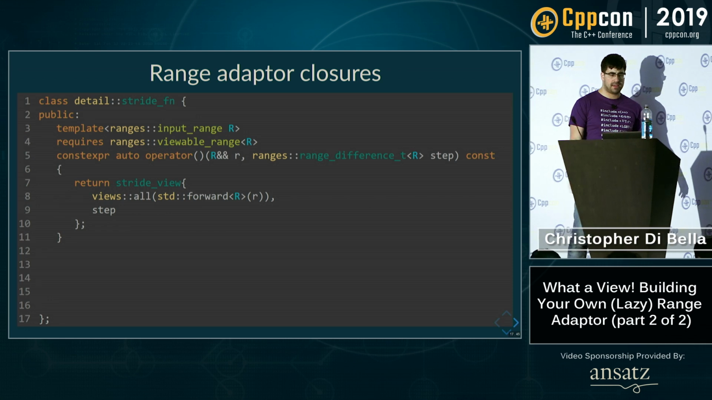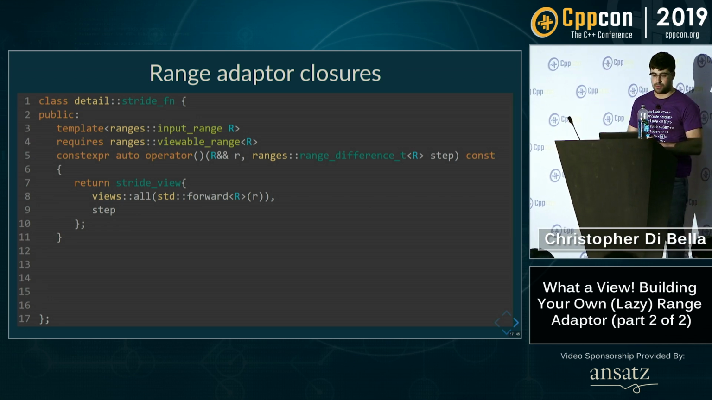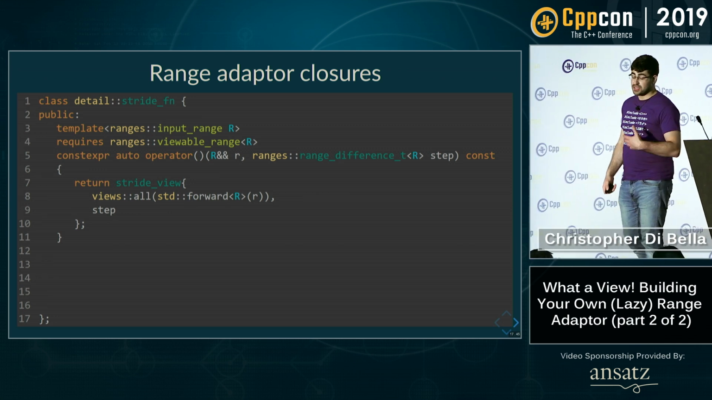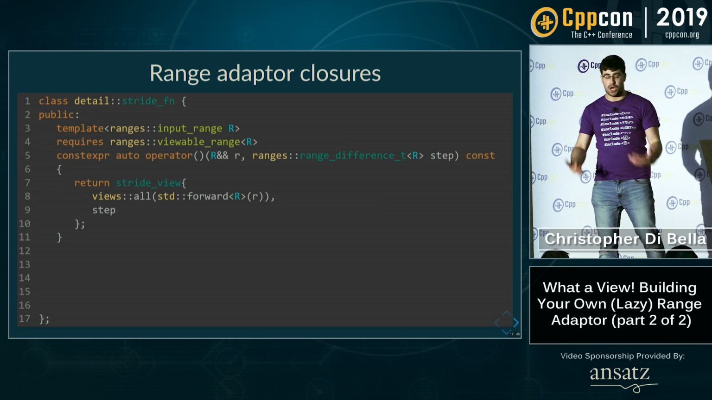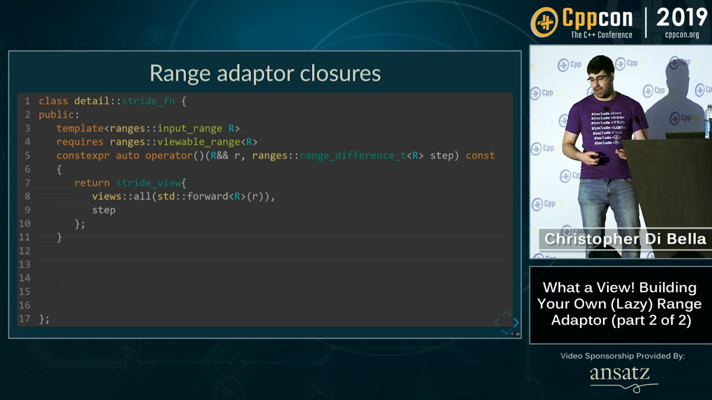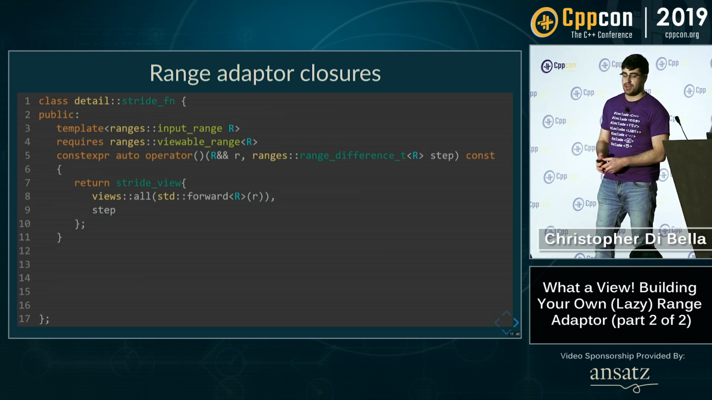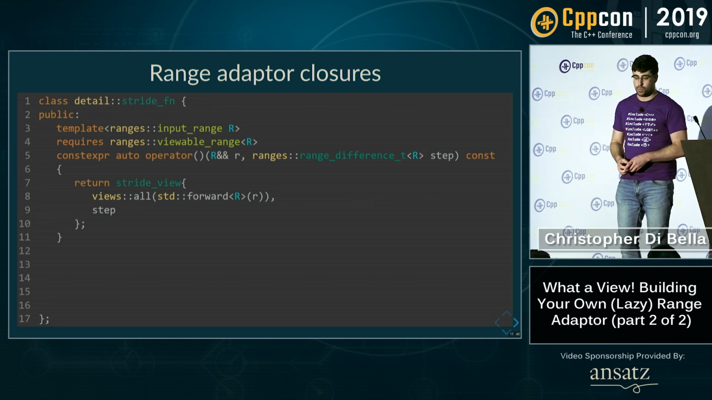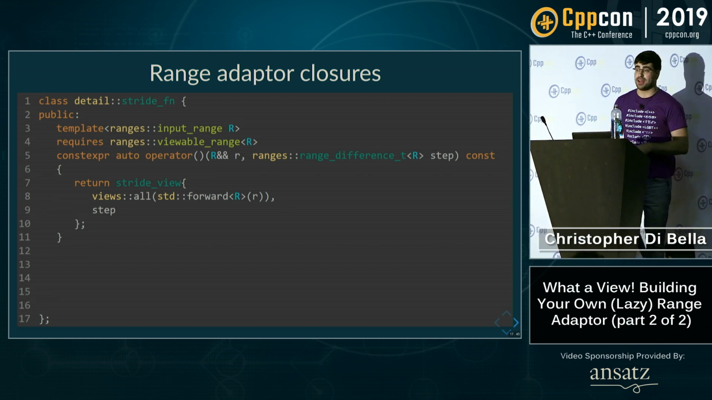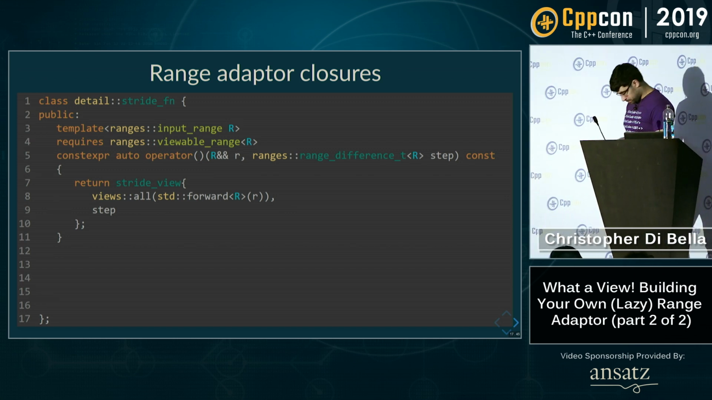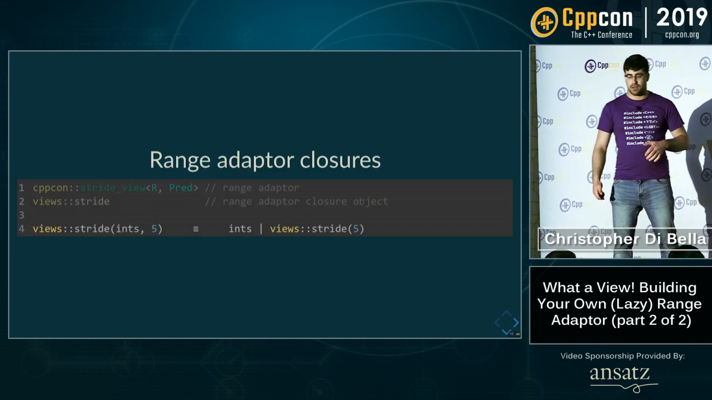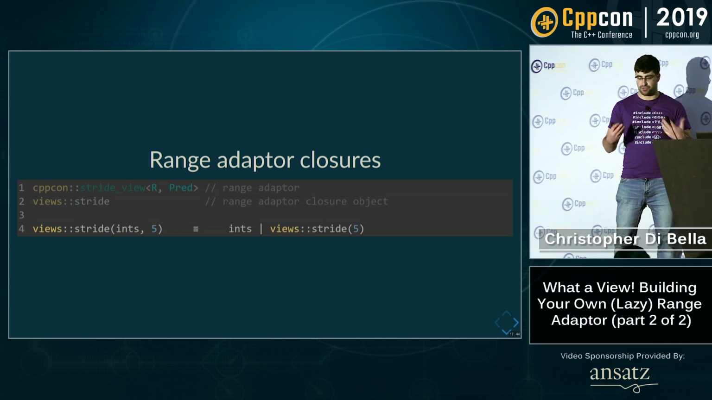And so what we have here is our closure. This is how we describe the view's stride as a type. What we say is that we have a call operator, and if we pass in a range and a step, then we can construct a stride view. We wrap it inside this thing called views all, so that way if we pass in a non-view, but it's a viewable range, it's suddenly a view. And this gets us the left-hand side of the expression, the stride with the ints and the 5.